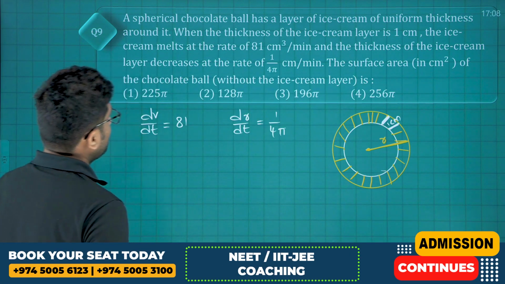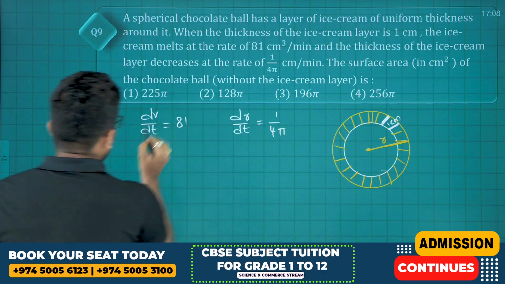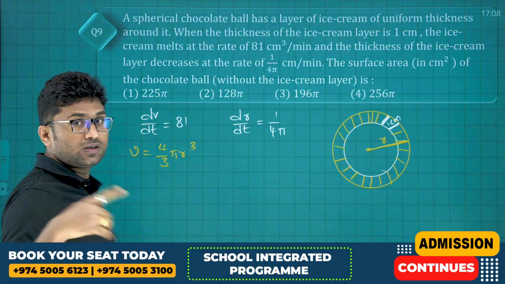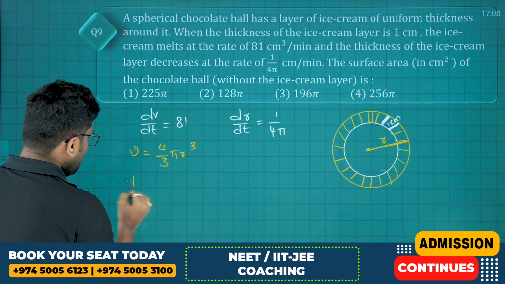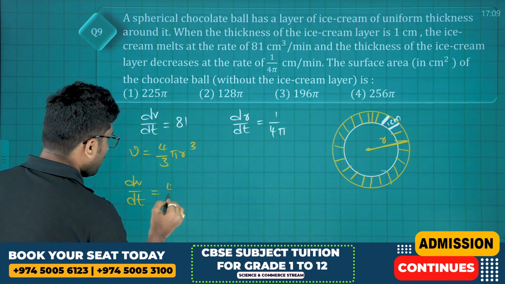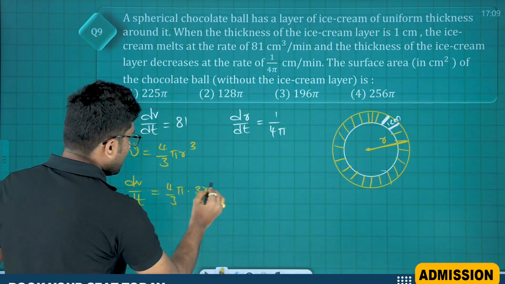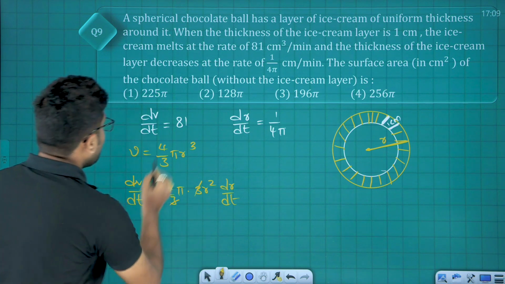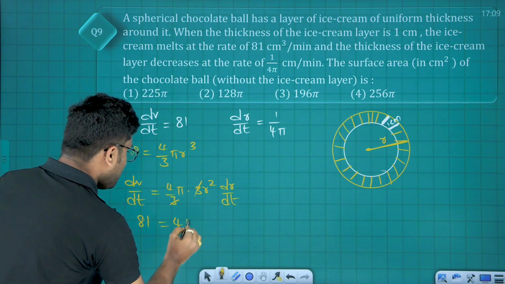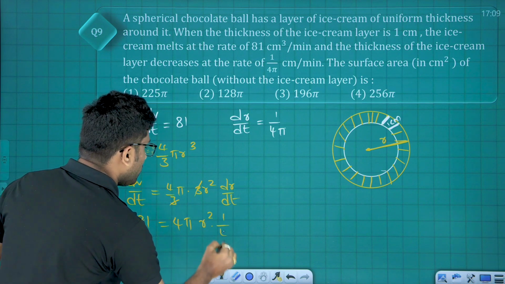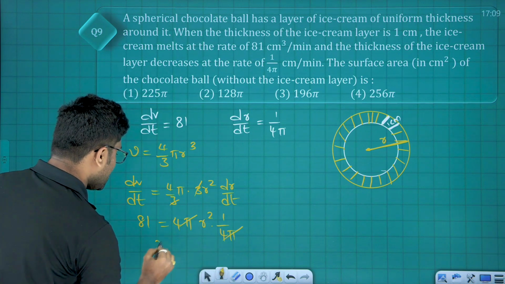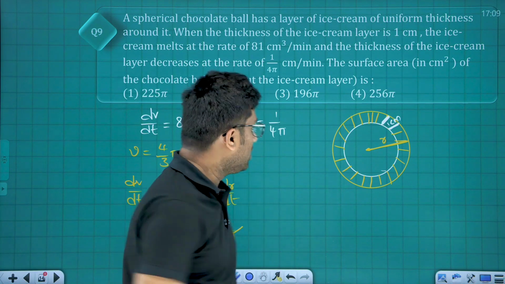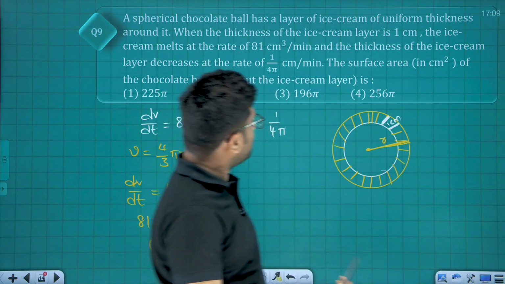What is the volume formula? Volume is equal to 4 by 3 pi r cube for a sphere. Now dV by dt is equal to 4 by 3 pi into 3r square into dr by dt. The 3 cancels. dV by dt is 81, 4 pi into r square into dr by dt, which is 1 by 4 pi. The 4 pi gets cancelled. R square is equal to 81, so R is equal to 9 centimeters. Done, we have got R.